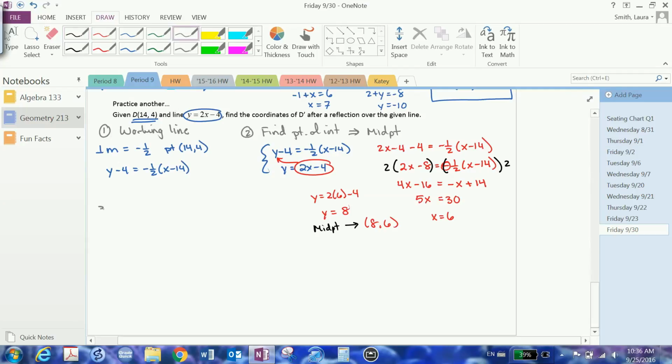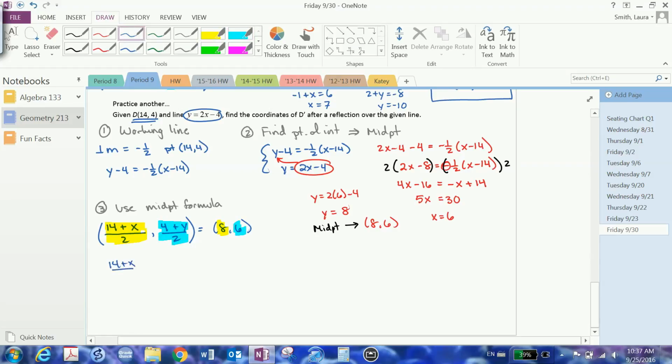All right, last step is to use the midpoint formula to work backwards. We know the midpoint, we know an endpoint. We're going to put that together to solve for the other endpoint, which is going to be our image. So the average of 14 and our missing x value, and the average of 4 and our missing y value, is going to equal this (8, 6). So remember, this part is the x coordinate, and this part is the y coordinate.